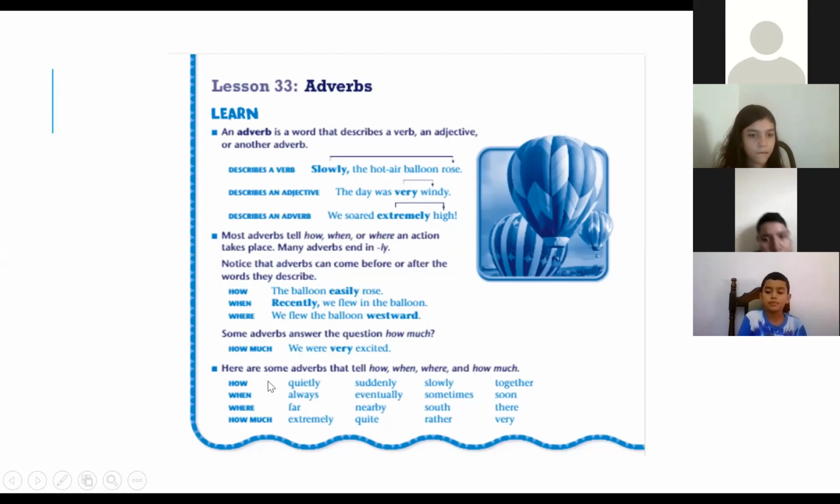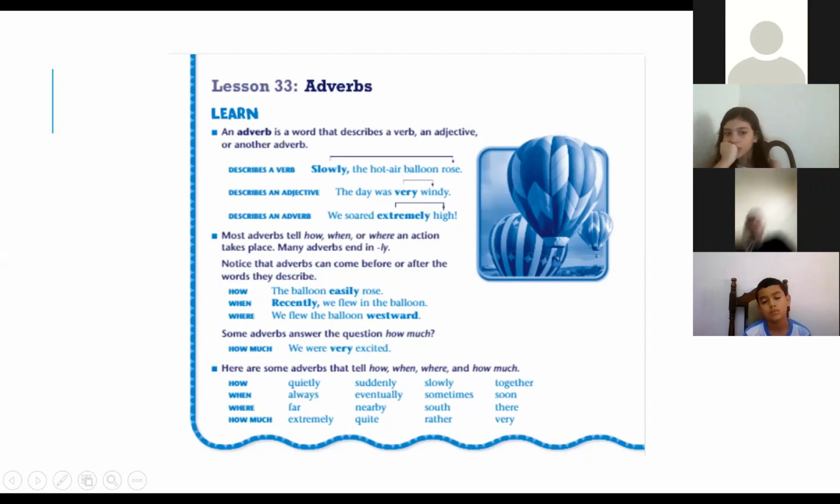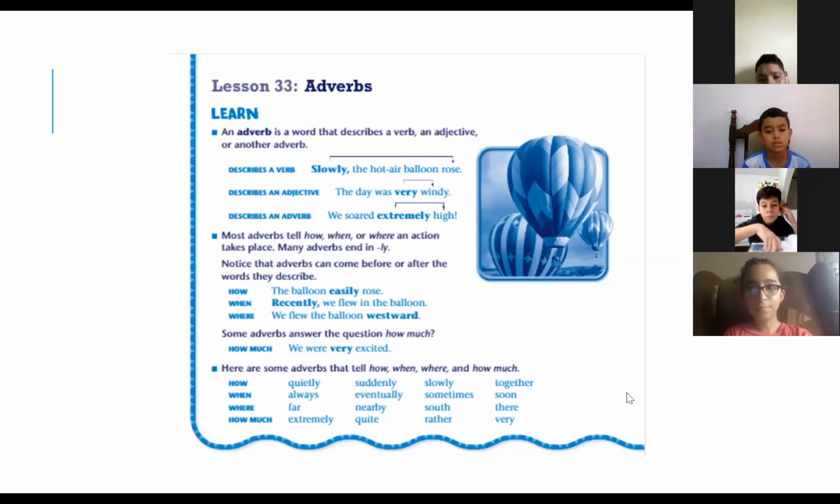Here are some adverbs that tell you how, when, where, and how much. For example, for how, we have quietly, suddenly, slowly, together, quickly, okay? When: always, eventually, sometime, soon, tomorrow, yesterday, all of those are adverbs. Where: far, nearby, south, there. How much: extremely, quite, rather, and very. Questions about the introduction to adverbs?